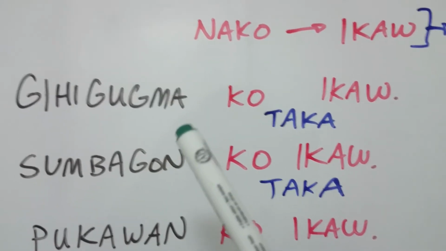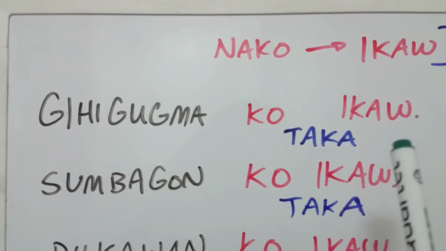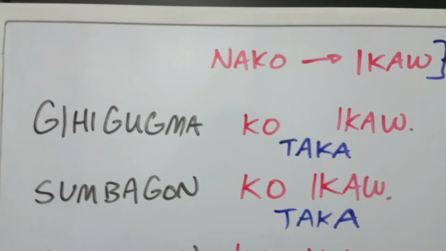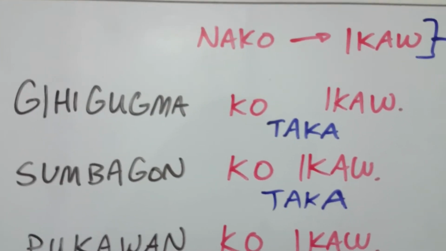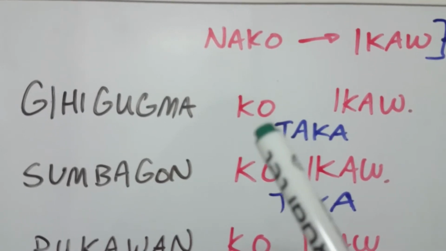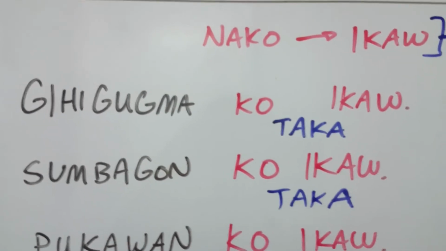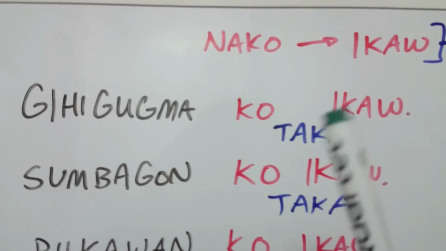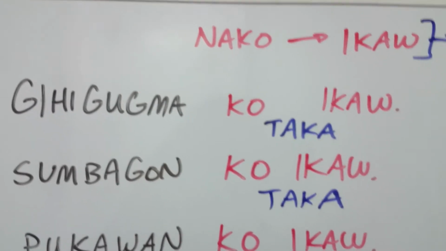So gihigugma taka means I love you. But if you say gihigugma taka versus gihigugma ko ikaw, gihigugma taka has a much deeper meaning to it, because it's showing that the first person singular, me, is the person doing the direct action to you. So it's like, wow, I really do love you, you know? There's a deeper meaning than just saying, oh, I love you, right?